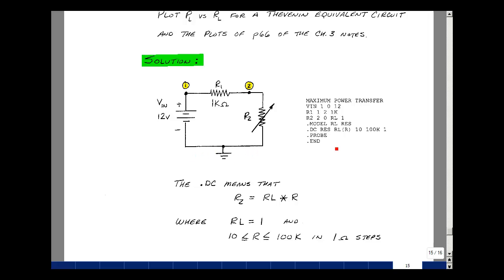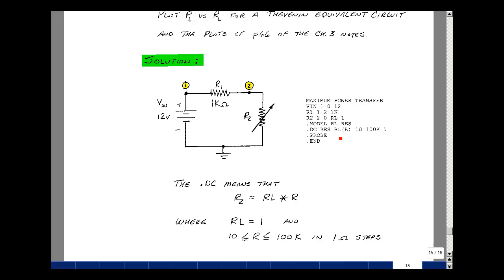And so I have a title and a .end, and I'll describe my schematic. Vn is between nodes 1 and 0 with a value of 12. R1 is between nodes 1 and 2 with a value of 1K. And then the resistor R2 is between nodes 2 and 0, and then we're going to give it the symbolic name R sub L. And the next line is .model with my name, and then telling it that it's a resistance that I'm going to be varying. And likewise with the .dc command.